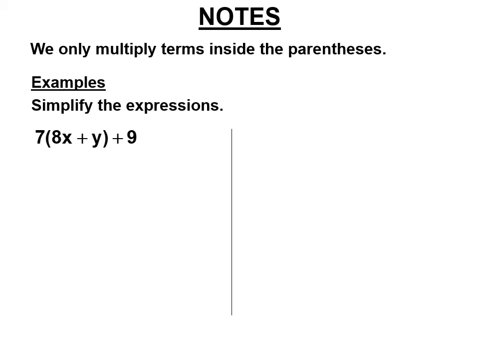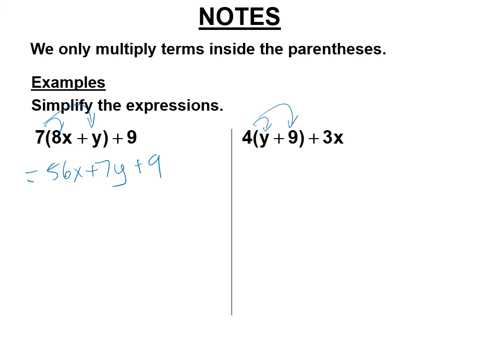Now, it's very key that you only multiply things inside the parentheses, right? So it's 7 times 8x, 56x, 7 times y. You have to multiply everything in the parentheses, but not things outside the parentheses. If I want you to multiply the 9, I put the parentheses over there. Okay, and now it's in the right order, 56x plus 7y plus 9. Now, notice also you can't add any of that because they're not like terms. 4y, 4 times y is 4y, 4 times 9 is 36. Do not multiply the 3x, but now let's put things in correct order. 3x in the front, 4y second, 36 last.